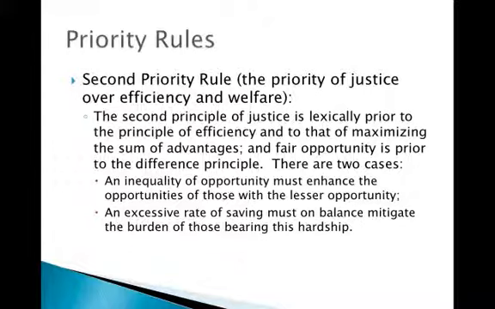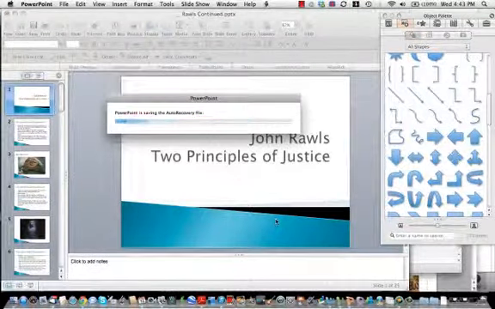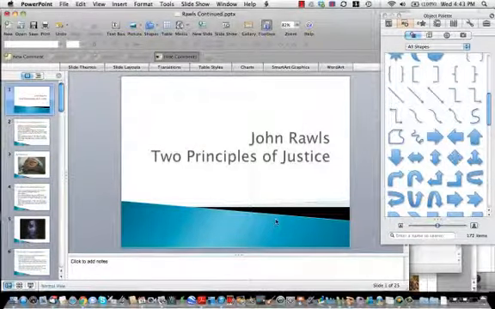And second, an excessive rate of savings must, on balance, mitigate the burden of those bearing this hardship. So, when there's a new distribution of inequalities, you should do what you can to lessen whatever hardships would be endured by those who would be affected. Okay, I talked pretty fast. That's basically Rawls' two principles in a nutshell. All right.